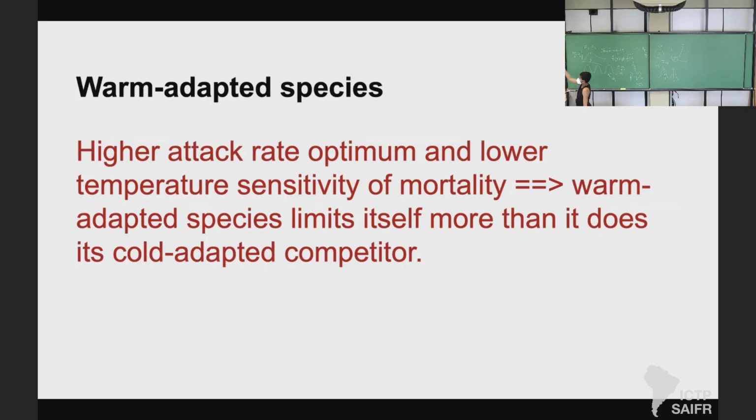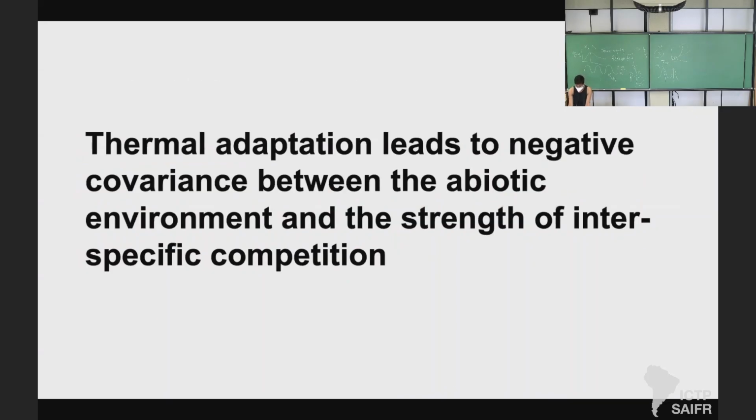So with a higher attack rate optimum and lower temperature sensitivity, the warm adapted species limits itself more. The condition for coexistence is that each species limits itself more than it limits the other species. But the interesting, really important thing is that the thermal adaptation leads to this negative covariance, right? Favorable environment, low interspecific competition. Isn't that the negative correlation? The higher the favorability of the environment, the lower the strength of competition.